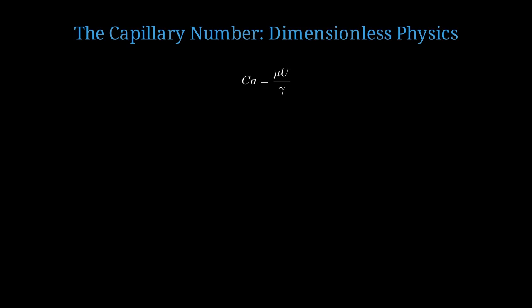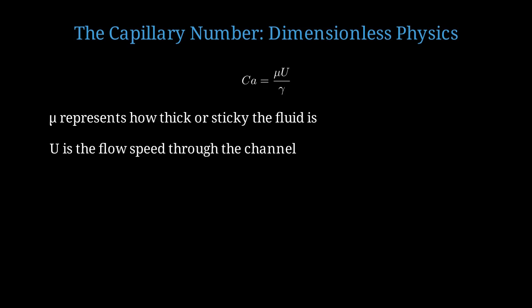The capillary number is defined as Ca = μu/γ, where μ is the dynamic viscosity of the carrier fluid, u is the characteristic velocity, and γ is the interfacial tension. Mu represents the viscosity. Think of honey versus water. Honey has high viscosity, water has low viscosity. U is the characteristic velocity, typically the average flow speed through the microfluidic channel. Gamma is the interfacial tension, the energy cost to create new interface area between the water and oil phases.